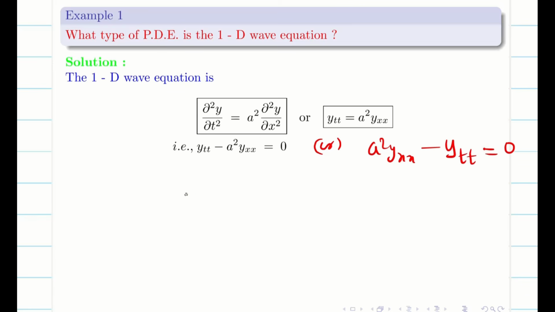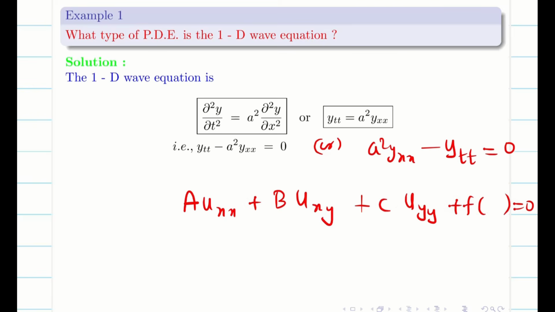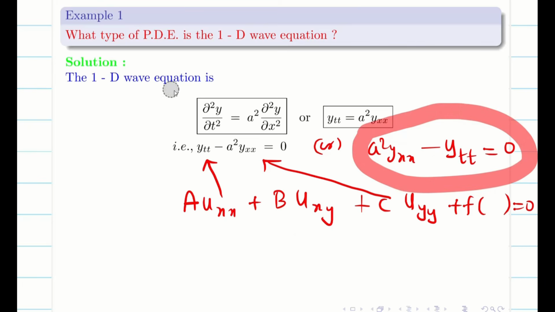That is also correct. Now we have the form a uxx, b uxy, c uyy, plus functions, equal to 0. Here instead of uxx, I am considering ytt, and then instead of uyy, I am considering yxx. Even if you consider this equation, that will also give the same answer.